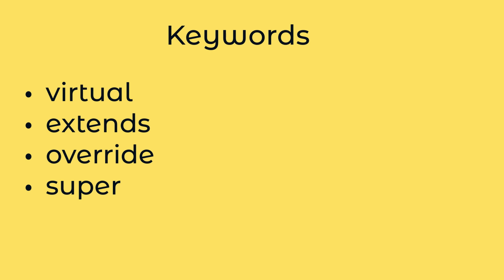Super. The super keyword can be used by classes that are extended from virtual or abstract classes. By using super, you can override constructors and methods from the parent class. Note that only classes that are extending from virtual or abstract classes can use super. You can only use super in methods that are designated with the override keyword.